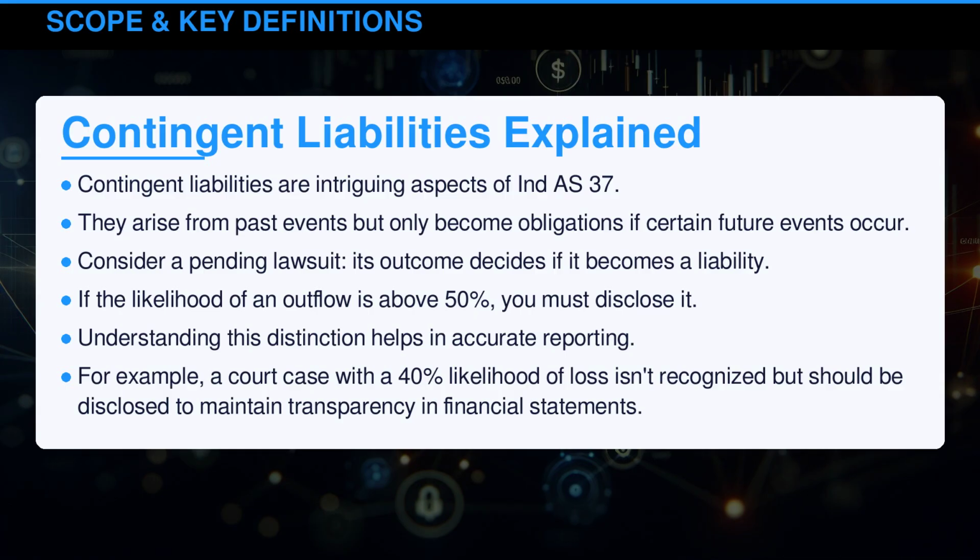Contingent liabilities are intriguing aspects of Indian Accounting Standard 37. They arise from past events, but only become obligations if certain future events occur. Consider a pending lawsuit. Its outcome decides if it becomes a liability. If the likelihood of an outflow is above 50%, you must disclose it. Understanding this distinction helps in accurate reporting. For example, a court case with a 40% likelihood of loss isn't recognized but should be disclosed to maintain transparency in financial statements.